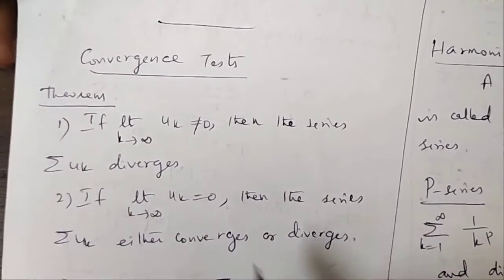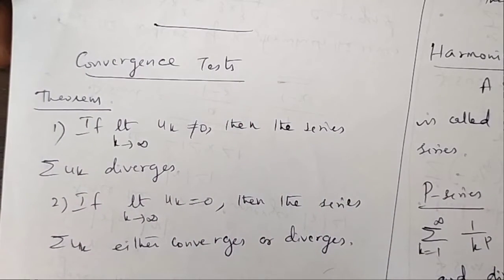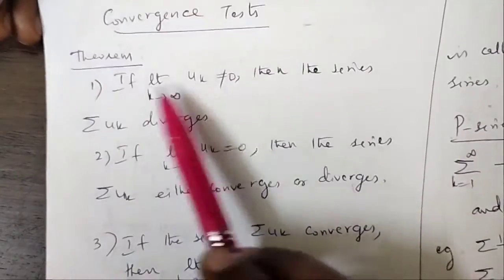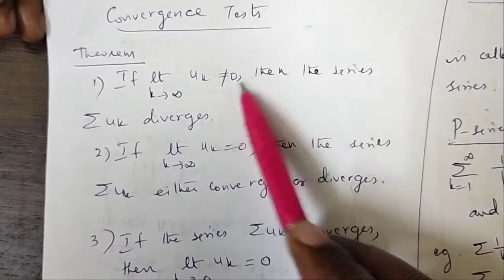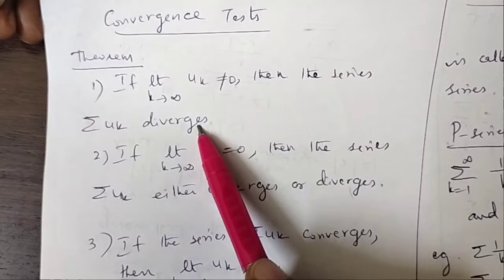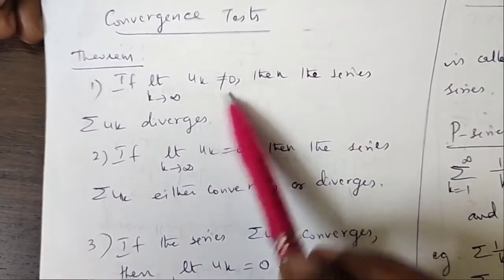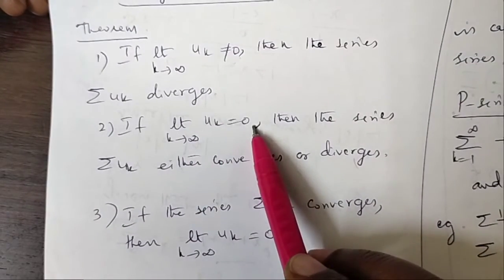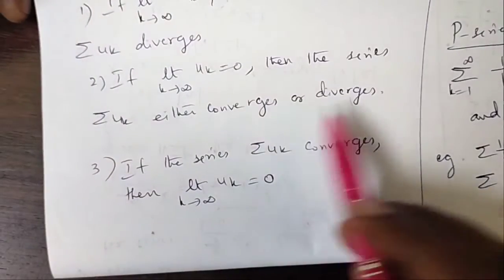So next, convergence tests. Here are some tests using which we can check whether a series converges or not. First of all, we can see some theorems. If limit k tends to infinity of uk is not equal to 0, then the series sigma uk diverges. So if the kth term as k tends to infinity is non-zero, then the series is clearly divergent. And if it is 0, then the series either converges or diverges. We can't say whether it is convergent or divergent.